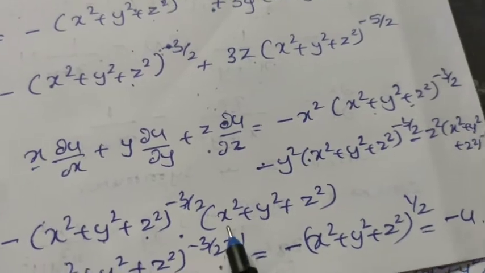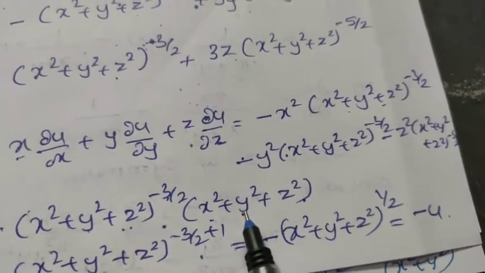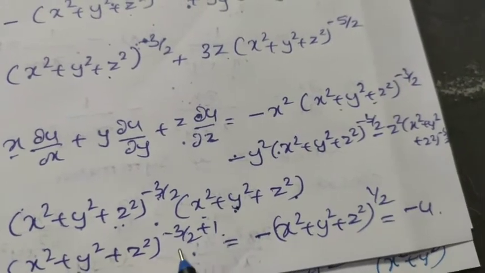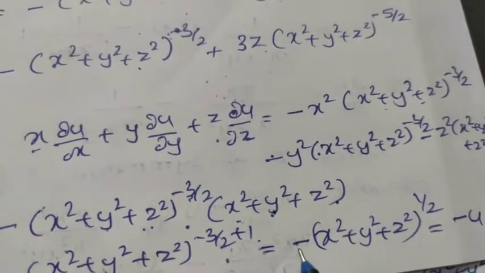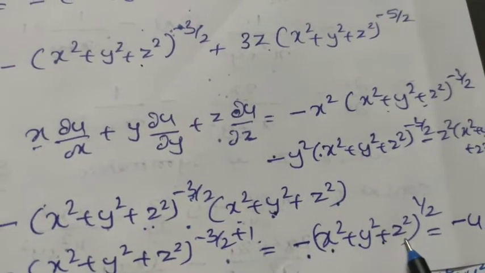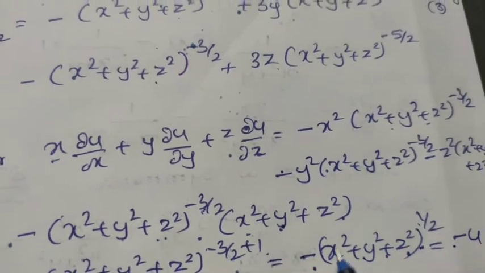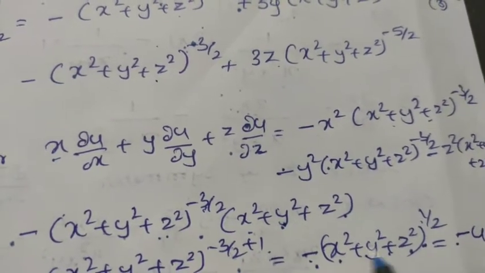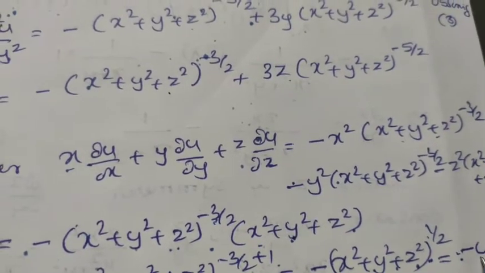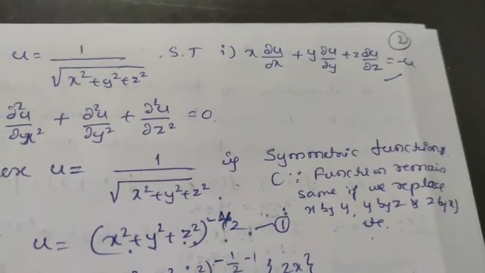And the remaining terms are x² + y² + z². Since both these bases are equal, we can add their powers. So after simplification, you will get minus (x² + y² + z²) whole raised to minus 1/2. It is nothing but u. So it is equal to this, with the minus as it is. This is equal to minus u. So this is the proof of the first question.